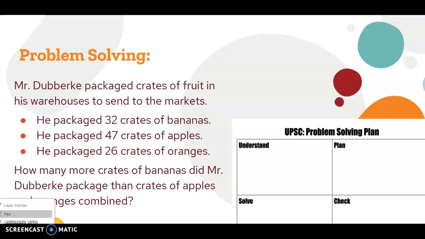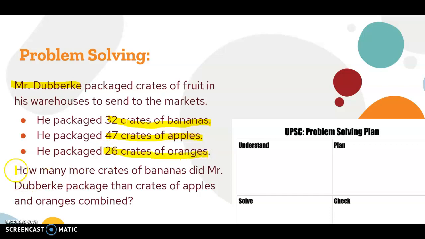So we're going to now highlight important clues or our action words and information in our problem to help us solve and plan for our problem. So we know that Mr. DeBerkey packaged crates of fruit. We know that he packaged 32 crates of bananas. And I always like to highlight the character too. So Mr. DeBerkey is our character in our story. And we know that he also packaged 47 crates of apples and 26 crates of oranges.